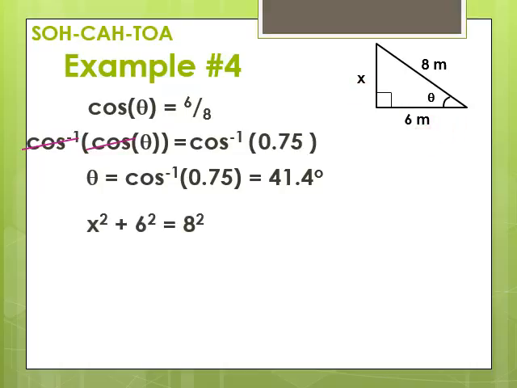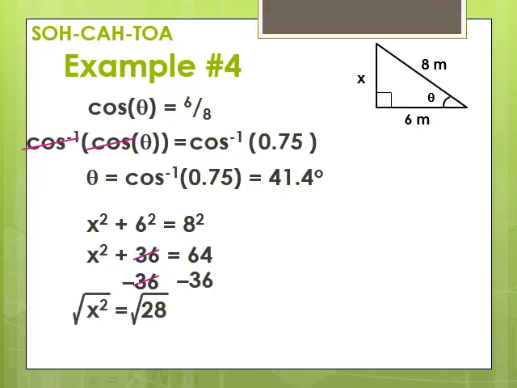x squared plus 6 squared is going to be equal to 8 squared. 6 squared is 36. 8 squared is 64. Subtract 36 from both sides, and I get that x squared is going to be equal to 28. Square root both sides of that, and x is going to be equal to 5.28. I'm sorry, 5.29 meters. Meters because the other two sides were in meters.